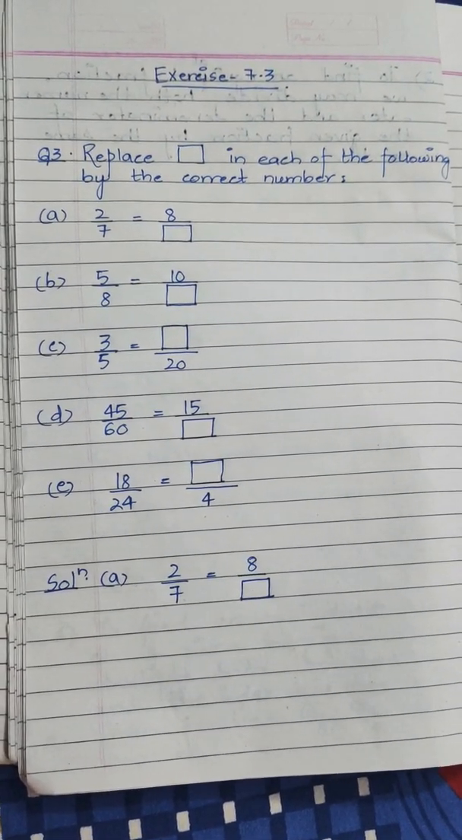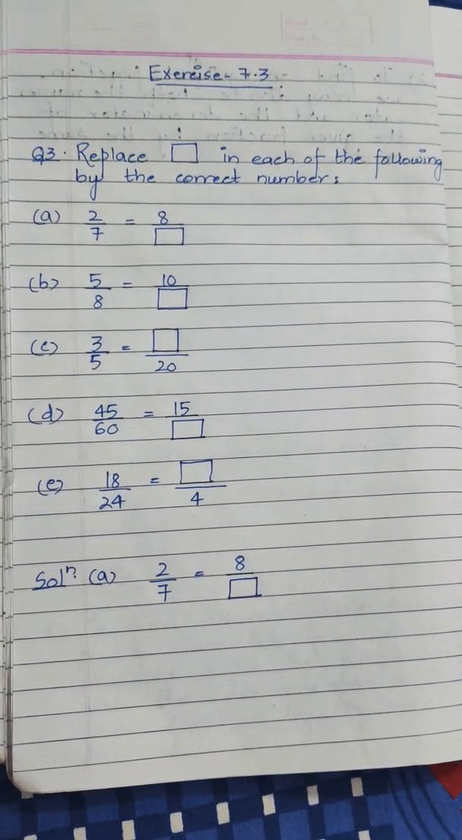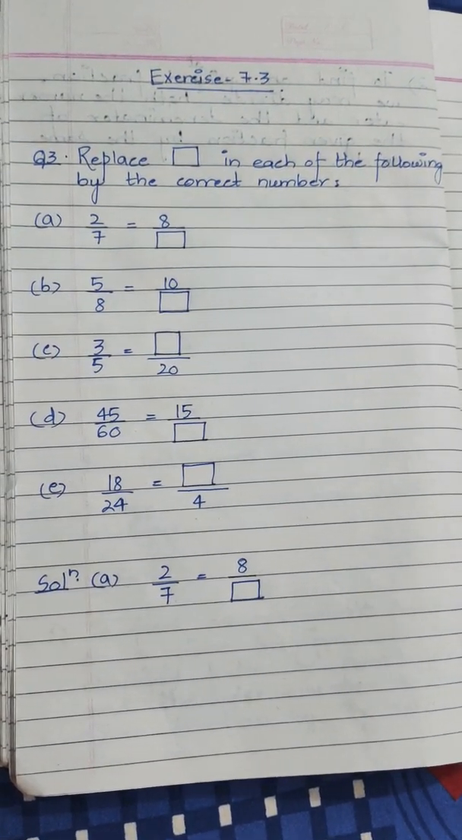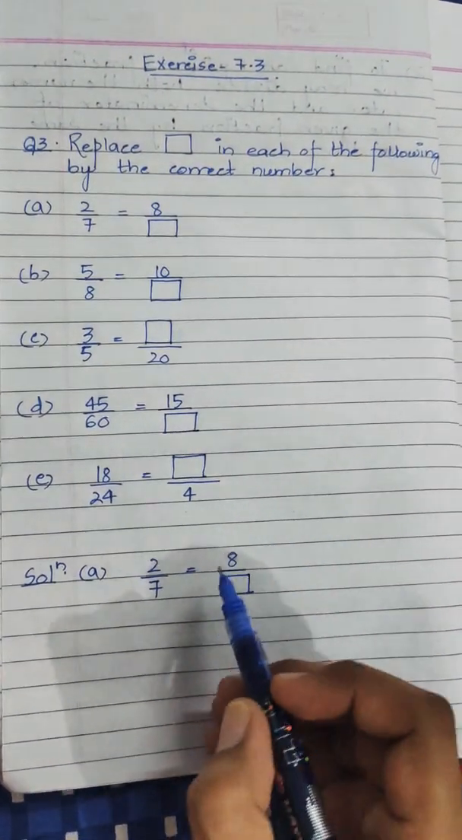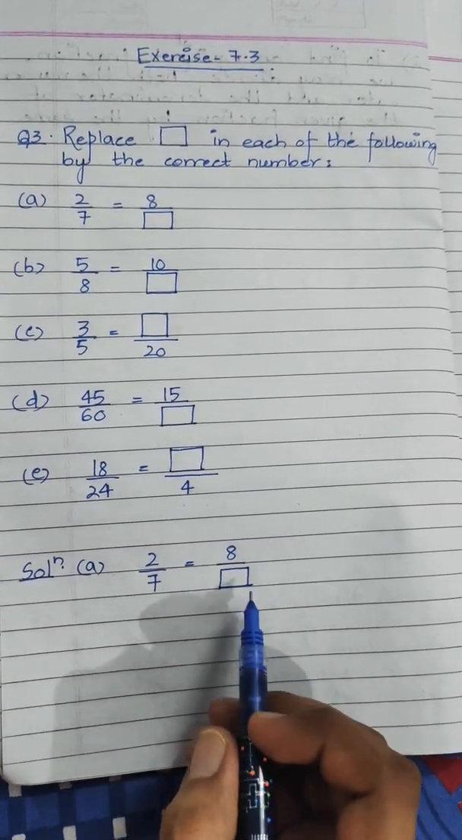The question is: replace this box in each of the following by the correct number. As you can see here I have written 5 parts and now I am going to show the solution of the first part. Here in the first part they have given two fractions.